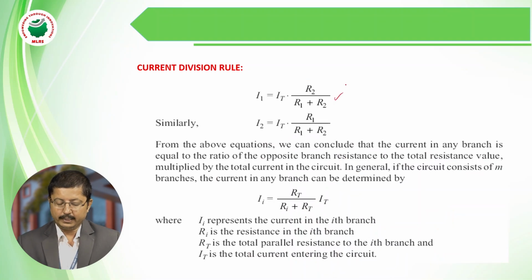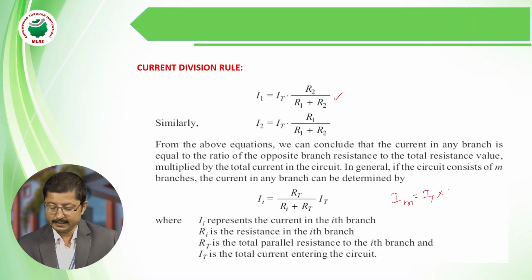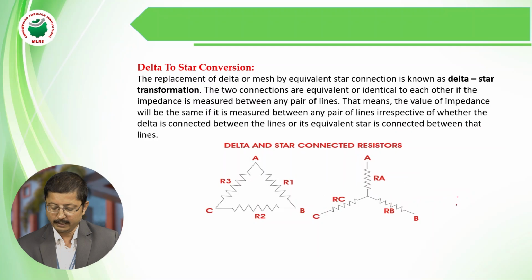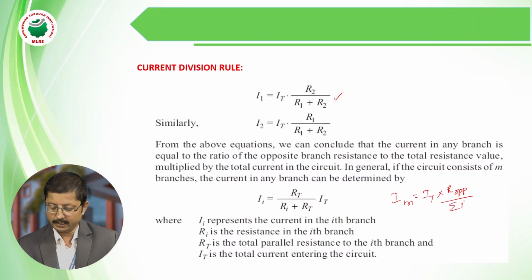So this is the expression you can see. Similarly, for the second one, I2 is equal to IT into R1 divided by R1 plus R2. So here is the general expression: the current flowing into the mth branch we can take as the total current into the opposite resistance, divided by the sum of the resistances. This is the general expression for the current division rule.